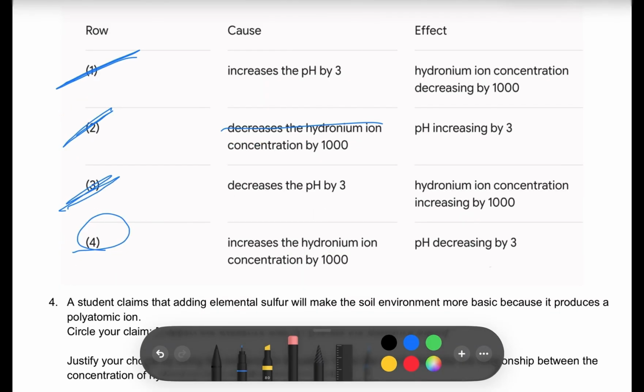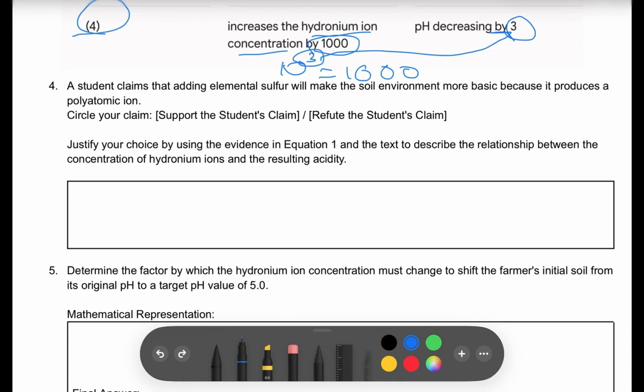Now, if you want to fact check this, if we increase the hydronium ion concentration, we know that the pH is going to decrease because the hydronium ion concentration is associated with acidity. So the solution is going to become more acidic. And since it's by 1,000, we know that the pH scale goes logarithmically. So if we do 10 to the power of 3, which is right there, it's going to be equal to 1,000. Let's look at the next question.